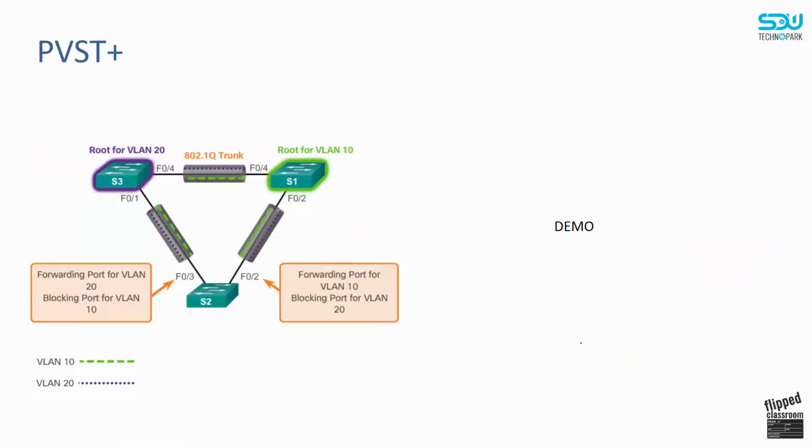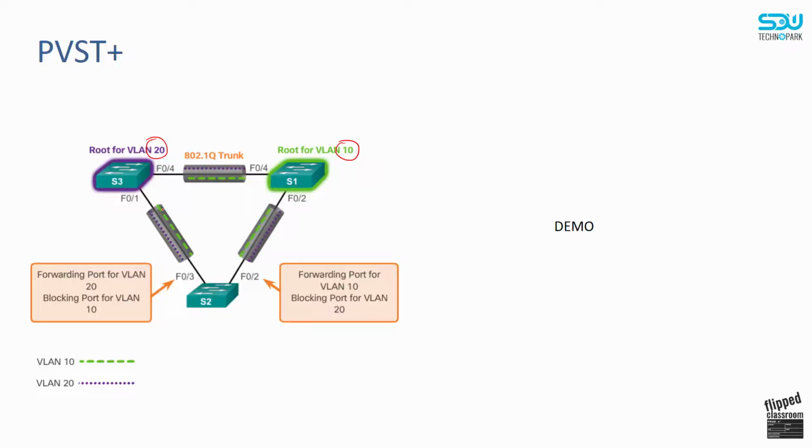And now let's take a look at the PVST description, so how it is working. Actually, we can create such a topology in which we'll have two root bridge switches, but both of them will work for different VLANs. And we'll have a trunk, and as you know, in a trunk we have the information from different VLANs.